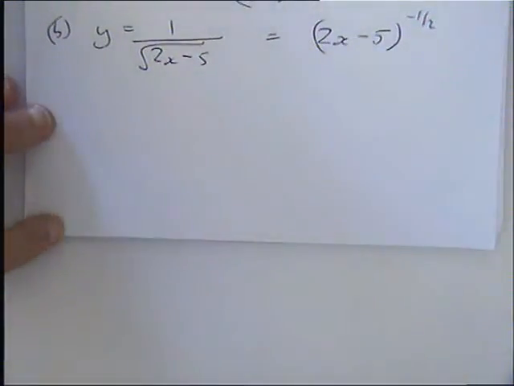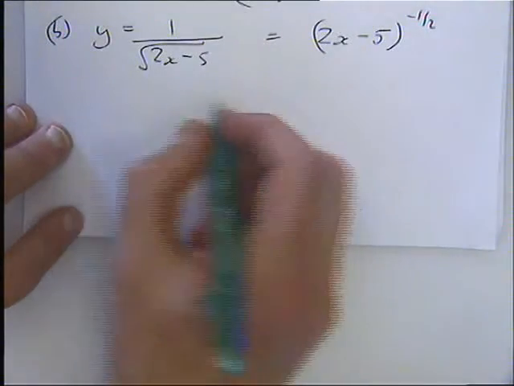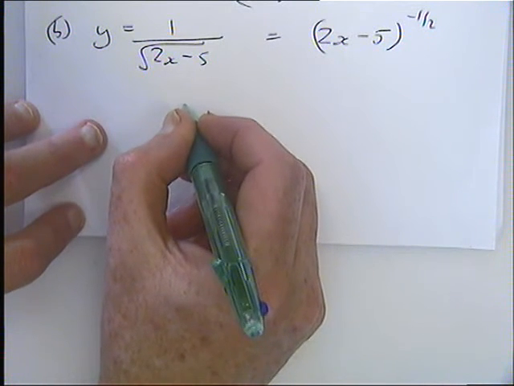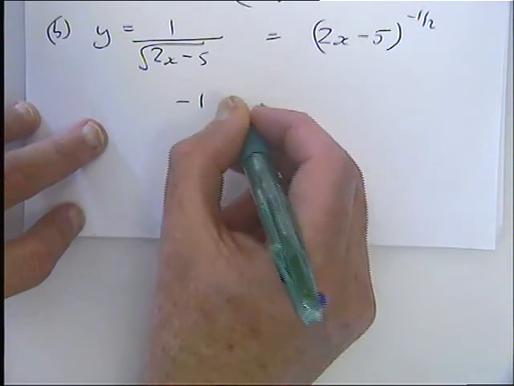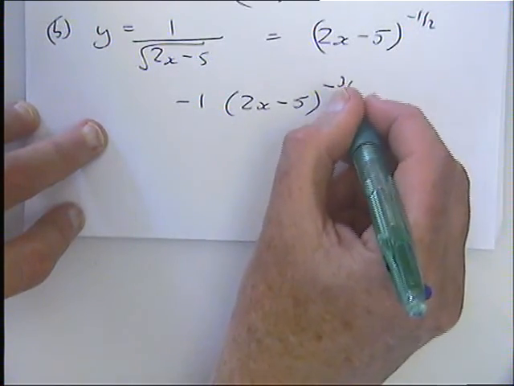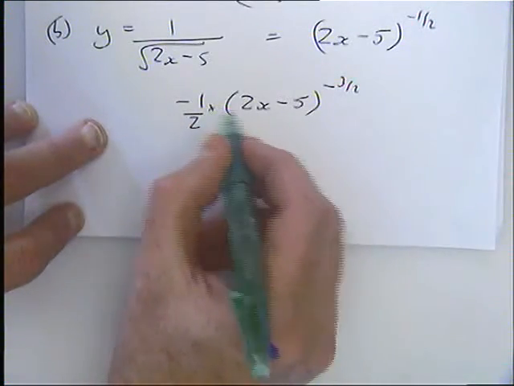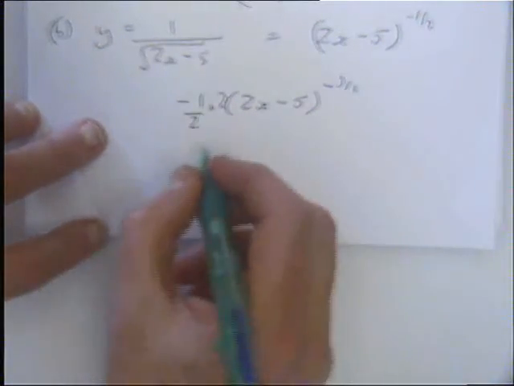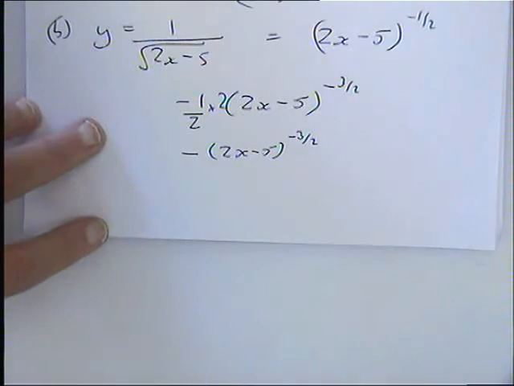Beth, can you nominate someone to do the differentiating, please? Jeff. Minus 1 and then 2x minus 5 to the minus 3 over 2. Okay, I'm actually going to put in here, you bring the power down and you times by that 2, just to show where it has come from. But yeah, that does cancel out to be the minus 1 you said. Okay, so minus 1, 2x minus 5 to the minus 3 over 2.